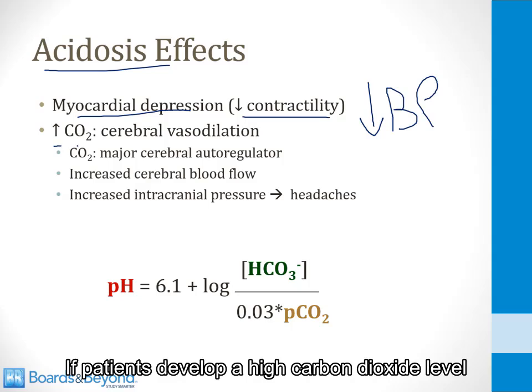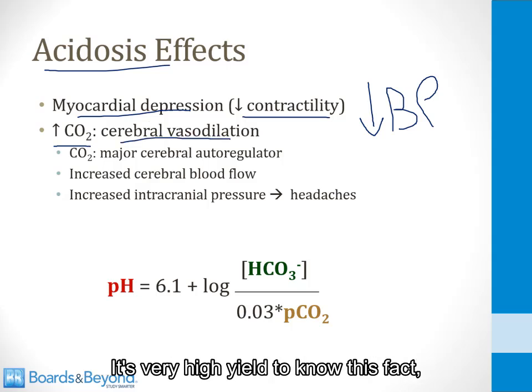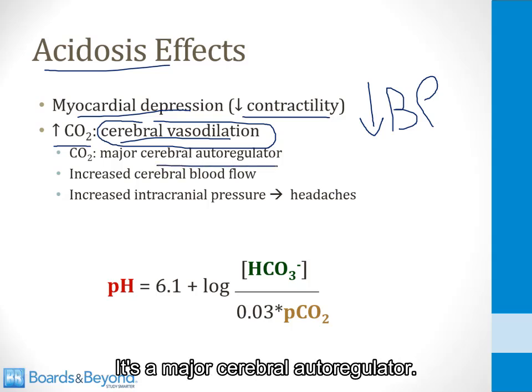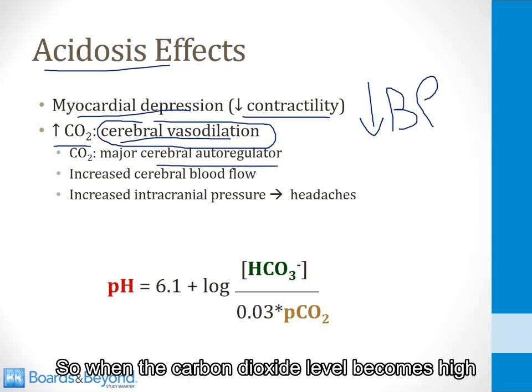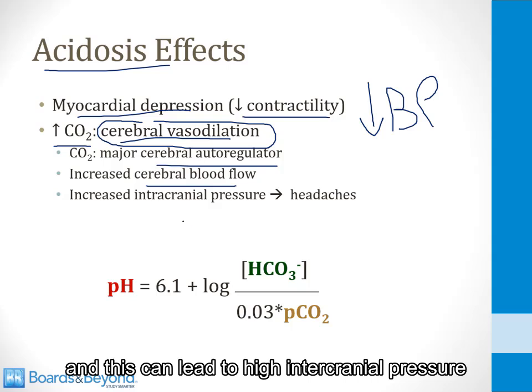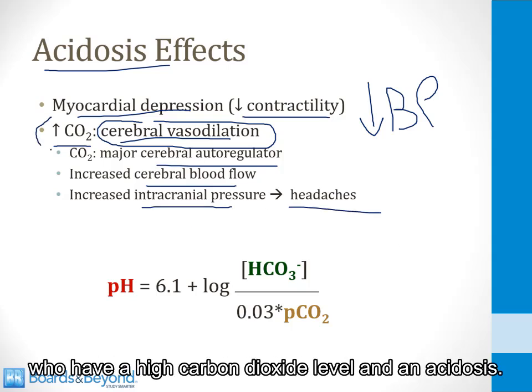If patients develop a high carbon dioxide level, and this occurs in some forms of acidosis, this will cause cerebral vasodilation. It's very high yield to know this fact. Carbon dioxide is a major regulator of cerebral blood flow. It's a major cerebral autoregulator. So when the carbon dioxide level becomes high, the brain increases blood flow, and this can lead to high intracranial pressure and headaches. These are sometimes seen in patients who have a high carbon dioxide level and an acidosis.